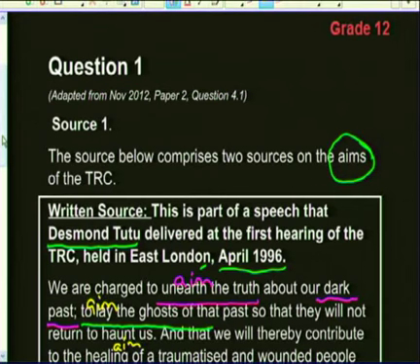Now let's look at the visual source. Remember, when we started, I told you that the source below comprises 2 sources on the aims of the TRC. So both the written and the visual sources are on the same thing. They are on the aims of the TRC. So we've looked at the written source and we've looked at the aims and the conditions. Now let's see if the written source agrees with what is in the visual source.